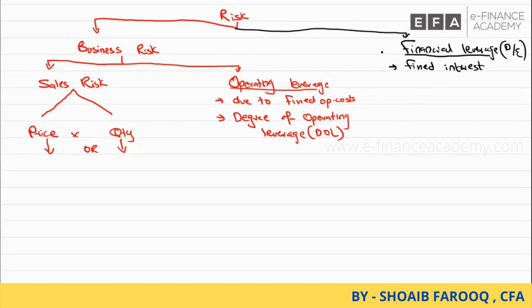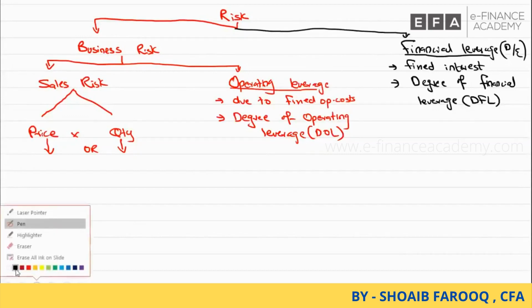So we have two types of fixed costs: fixed operating cost, and a measure of that risk is called degree of operating leverage, while a measure of risk for financial leverage is called degree of financial leverage, which is DFL. This is how you need to remember the decomposition of the risks. Business risk is made up of sales risk and operating leverage, and the other type of risk that we have is financial leverage.